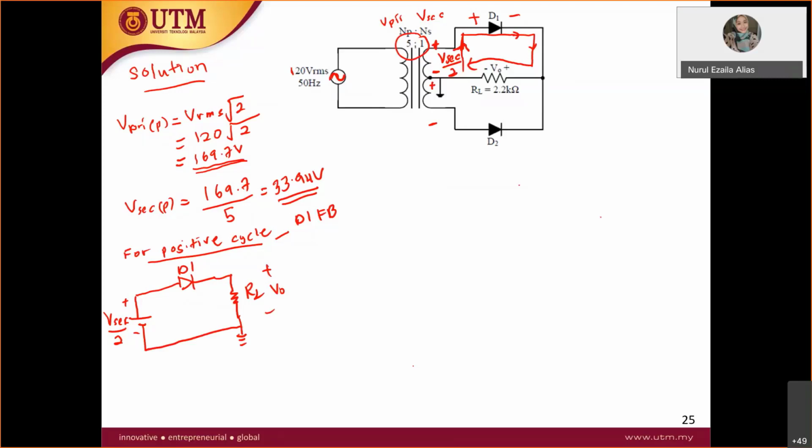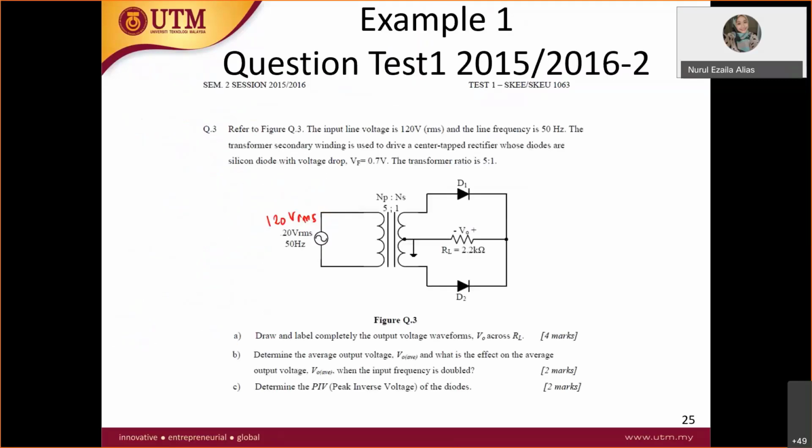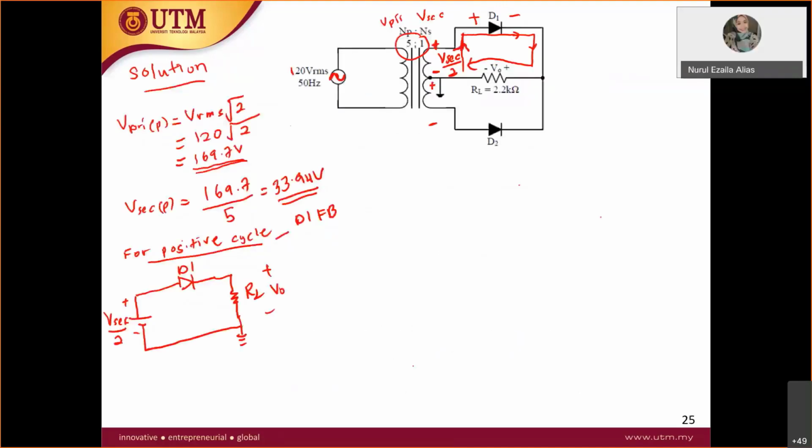Let's go back to the question. What type of diode is that? Can you read the question? Silicon diode. Correct. Therefore, the voltage drop of a silicon diode here will be 0.7. Correct. So this will be replaced with 0.7 volt. Are you all clear? Yes, doctor. Okay, great.